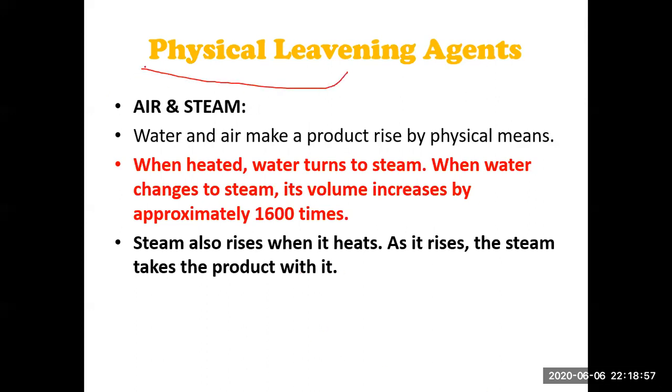There is the word physical. Physical means that by the use of that leavening agent, they use the flour and they can raise it. For example, air and steam. In the case of air and steam, water and air make a product rise. How does physical work? When heated, water turns into steam, and whenever water changes to steam, its volume increases by approximately 1600 times. That means it increases from normal volume to 1600 times the volume as steam is produced. So whenever steam rises, it takes the product with it as it comes out of the flour, and so it's called a physical leavening agent.